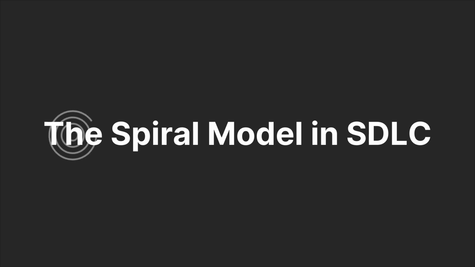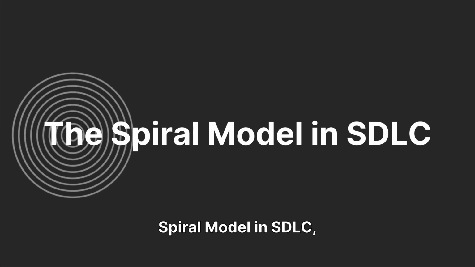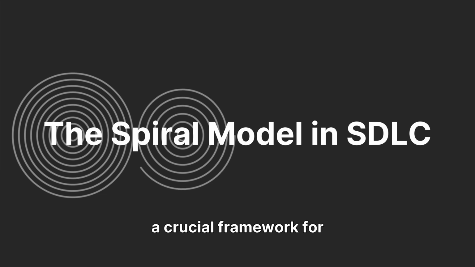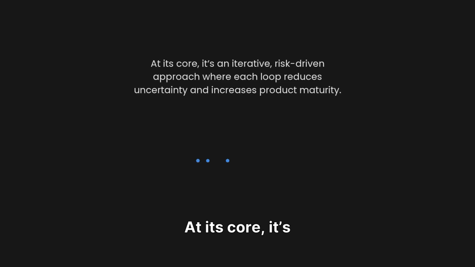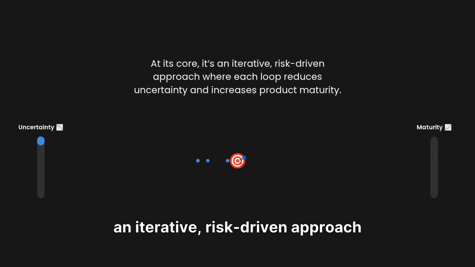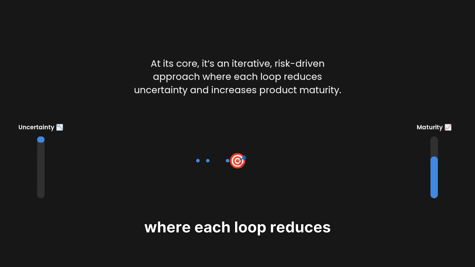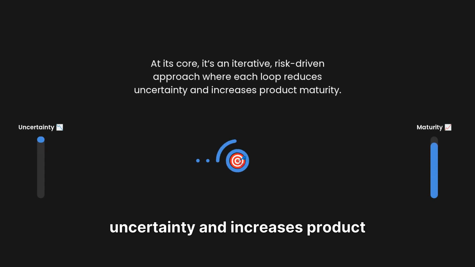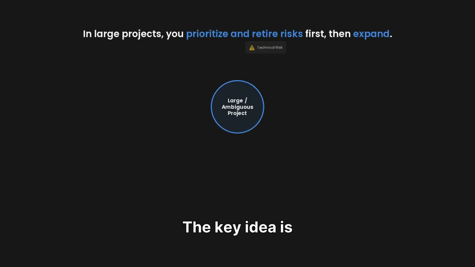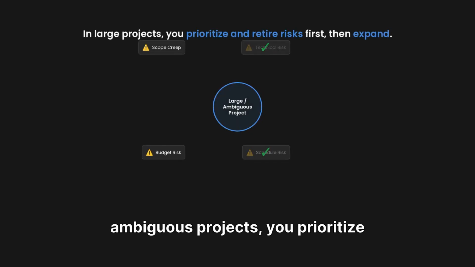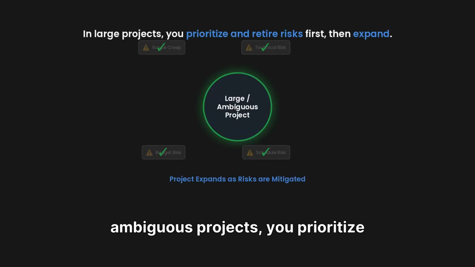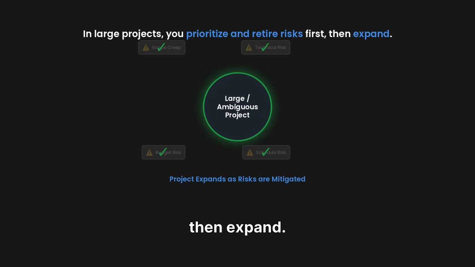Hello everyone. Today's topic is the spiral model in SDLC, a crucial framework for software development. At its core, it's an iterative, risk-driven approach where each loop reduces uncertainty and increases product maturity. The key idea is simple. In large or ambiguous projects, you prioritize and retire risks first, then expand.